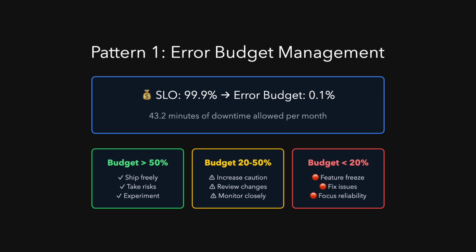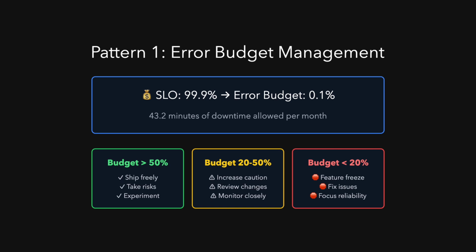Now, here's where it gets interesting. How you spend that budget is up to you. Scenario A, conservative. You deploy carefully, test extensively, ship slowly. You use 5 minutes of your error budget. Congratulations, you were very reliable. But wait, you left 38 minutes on the table. You could have shipped faster, taken more risks, experimented more.